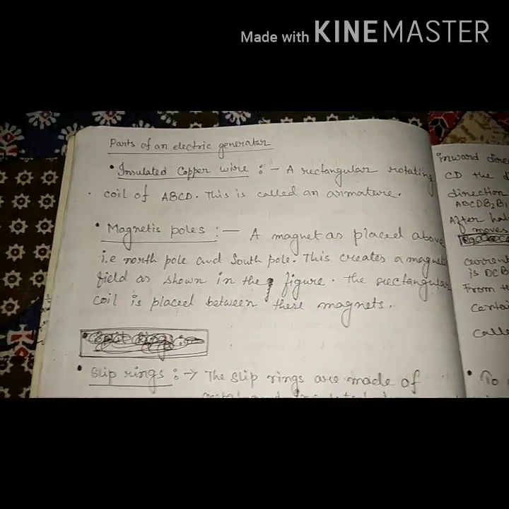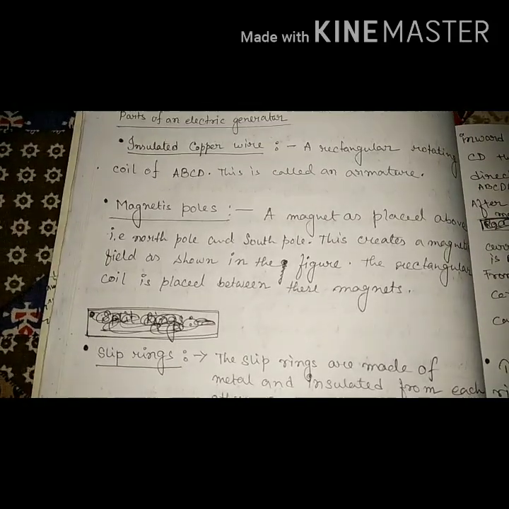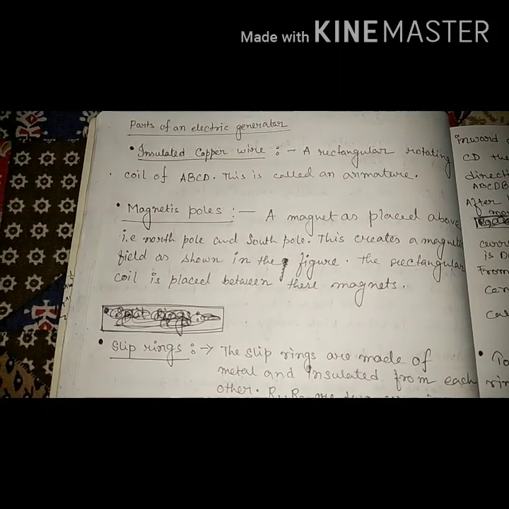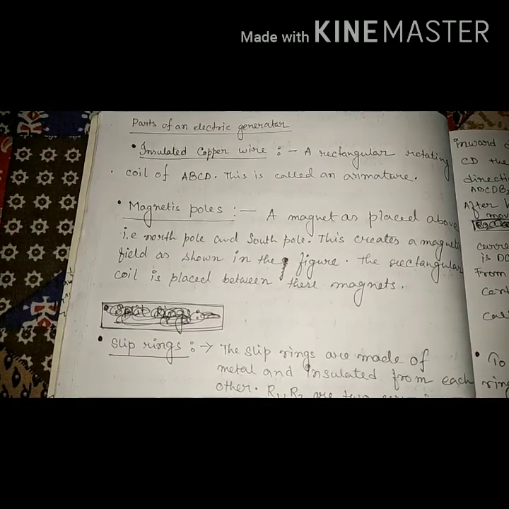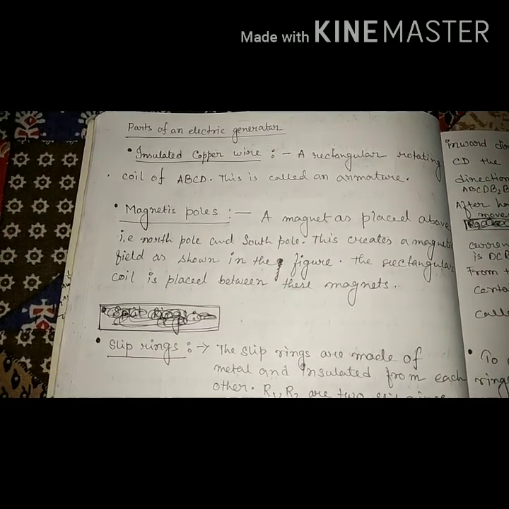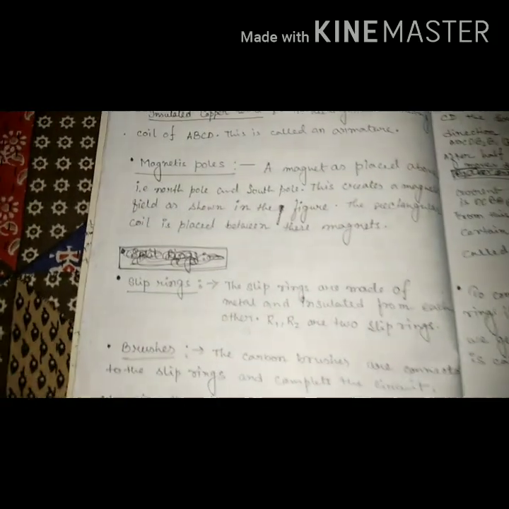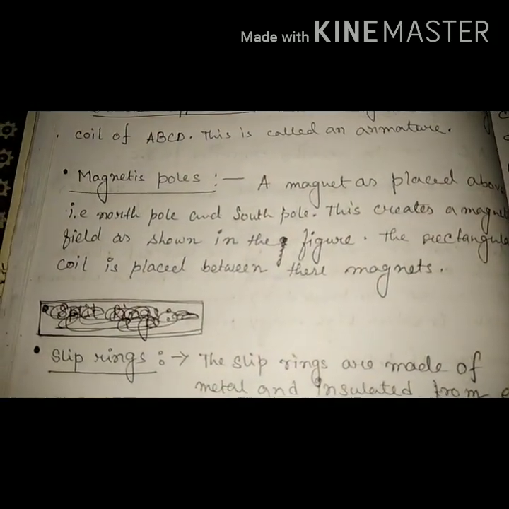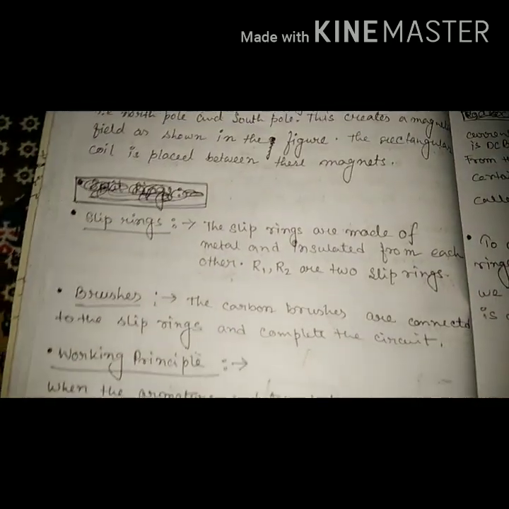Okay, so first we discuss the parts. Insulated copper wire, that is an armature, ABCD, a rectangular armature. Magnetic poles, strong magnets are there. Magnetic poles, North Pole and South Pole, as shown in the figure, where in between these poles we place the armature. Next is slip rings.